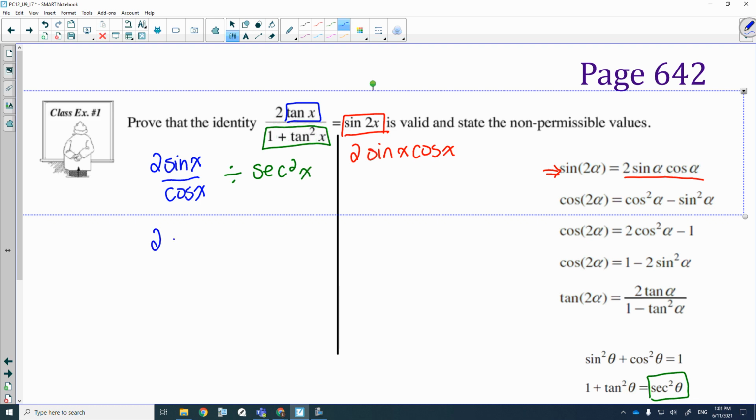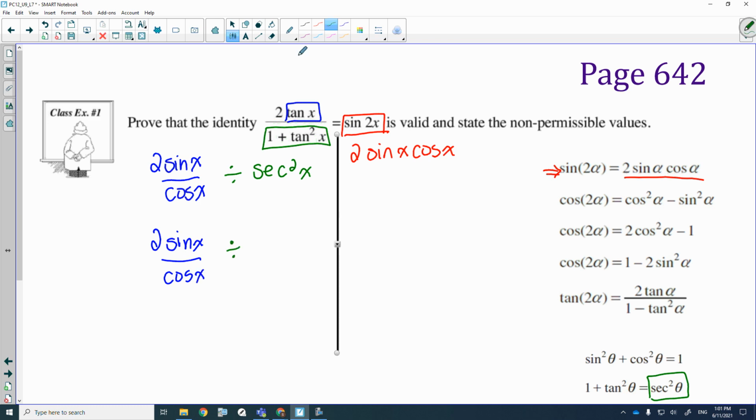Okay, 2 sine of x over cos of x. I can't do anything with that at this point. Divided by, I'm going to put in the identity for the secant squared of x, and secant squared of x is a reciprocal identity, and that would be 1 over the cos squared of x.